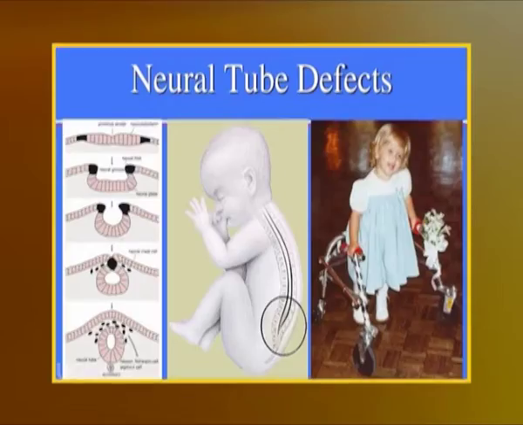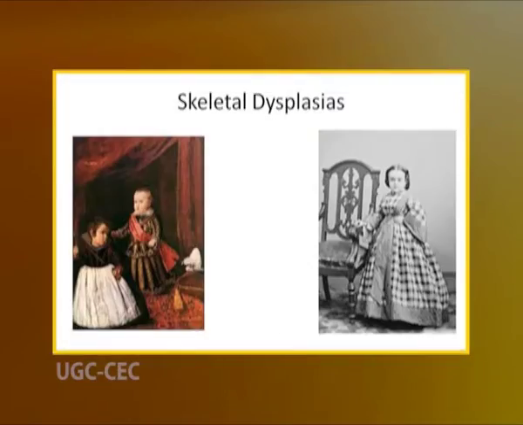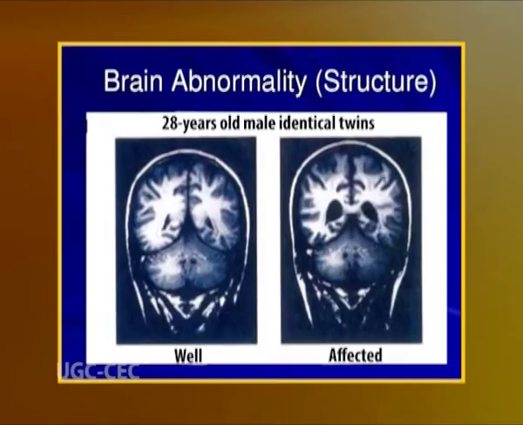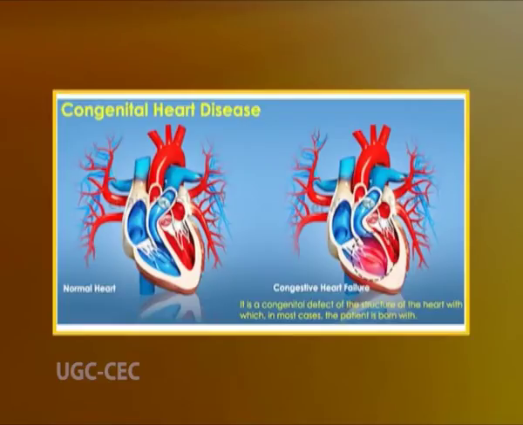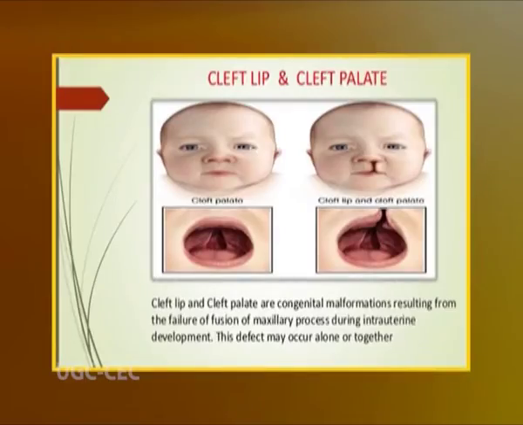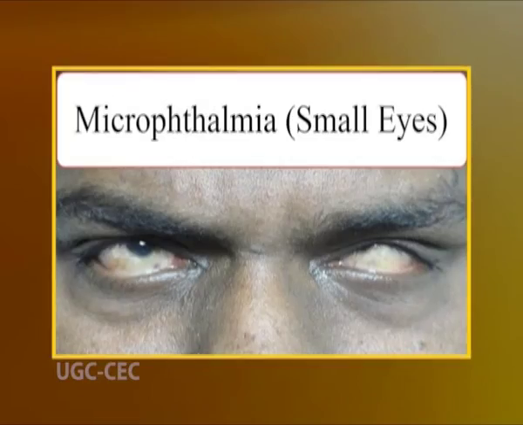Disorders such as neural tube defects, severe skeletal dysplasias, abdominal wall defects, and renal abnormalities may all be detected by ultrasonography between 17 and 20 weeks gestation. Centers specializing in high-resolution ultrasonography can detect an increasing number of other abnormalities such as structural abnormalities of the brain, various types of congenital heart diseases, clefts of lip and palate, and microphthalmia.